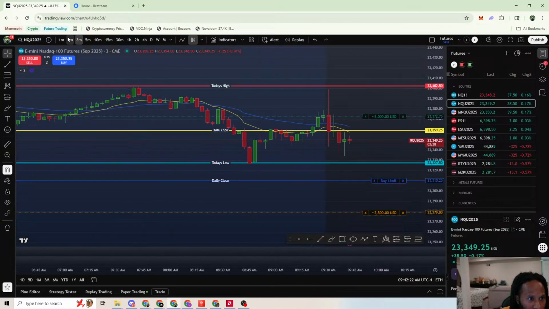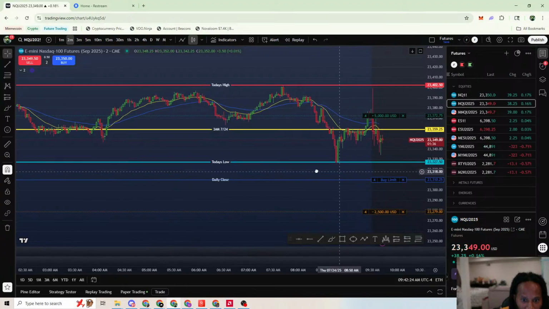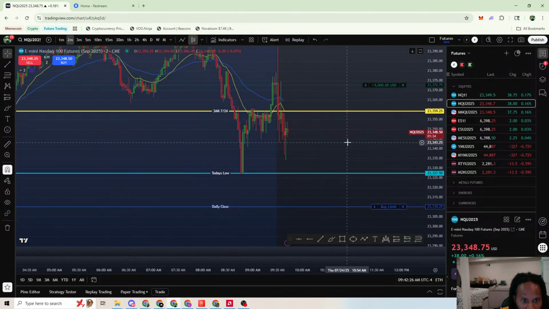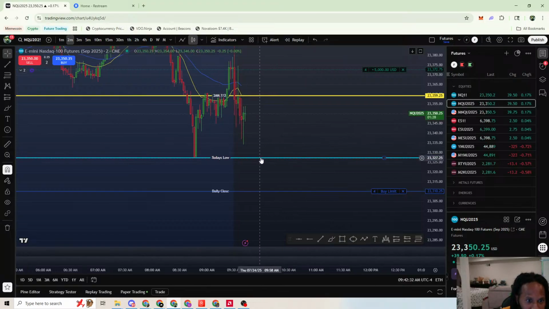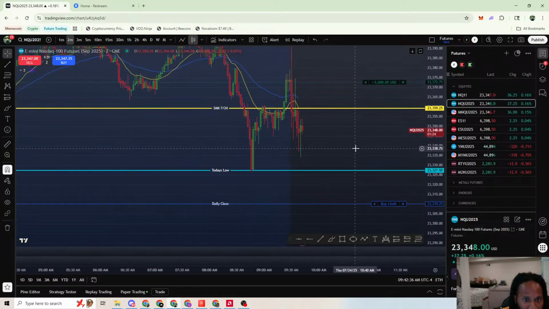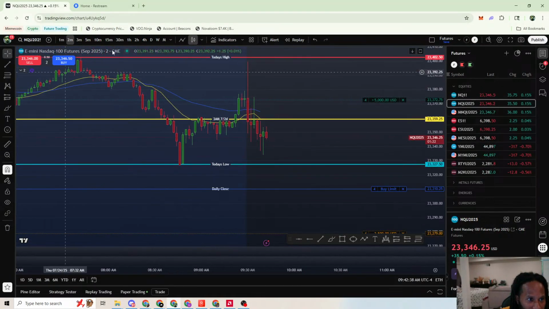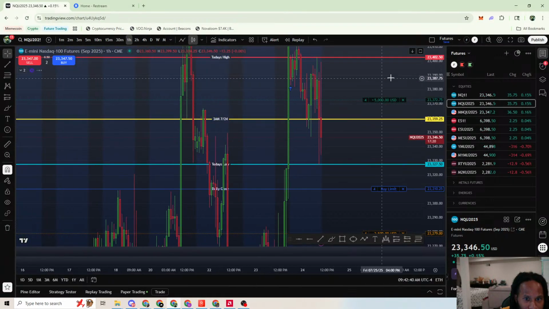Remember, we were trying to figure out if it's actually going to break. As you can see, it didn't close below. It didn't close below that daily low. It's about to hit the daily low in a minute. So that means there's probably going to be some orders. Looks like it's on the downtrend for the hourly.